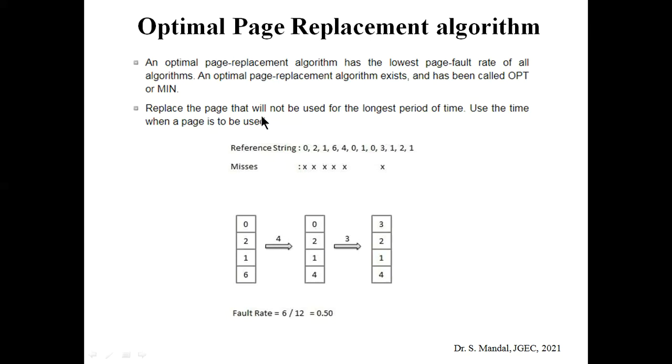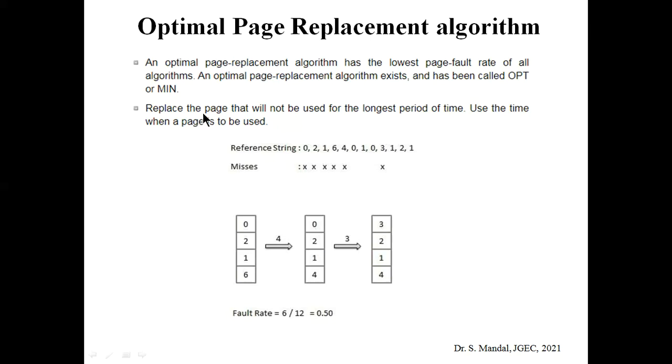So as per the optimal page replacement algorithm, we should check which page among 0, 2, 1, 6 is not used for the longest period. You can see that after 4, 0 is used, 1 is used, 2 is used, but 6 has not been used. So we need to replace 6 by 4. That's why the main memory content has been updated like this: 0, 2, 1, 4.